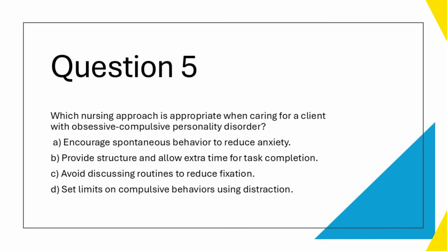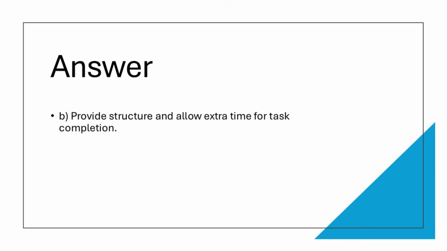The final question. Which nursing approach is most appropriate when caring for a client with obsessive-compulsive personality disorder? A, encourage spontaneous behavior to reduce anxiety. B, provide structure and allow extra time for task completion. C, avoid discussing routines to reduce fixation. D, set limits on compulsive behaviors using distraction. So the best answer will be B, provide structure and allow extra time for task completion.